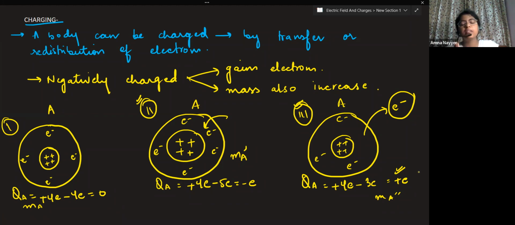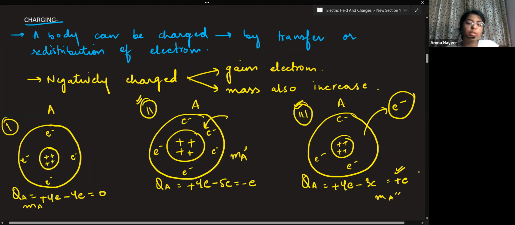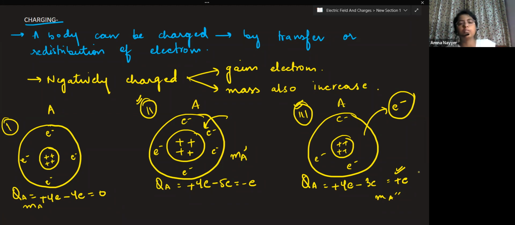Majorly, you have a few phenomena or methods. How do we actually charge these bodies? We have friction, we have induction. We'll discuss this. Just first note down this page. If you have any queries, you can ask me right now, or you can type in the chat box as well.